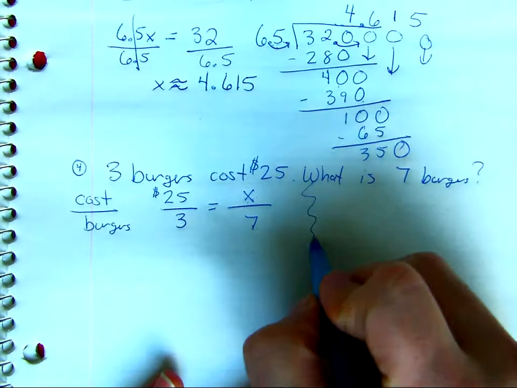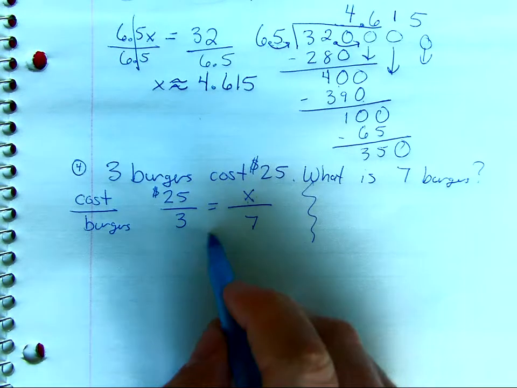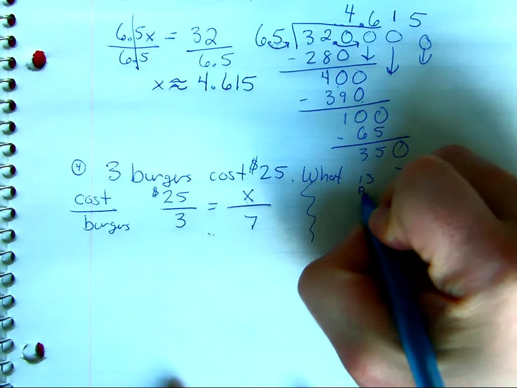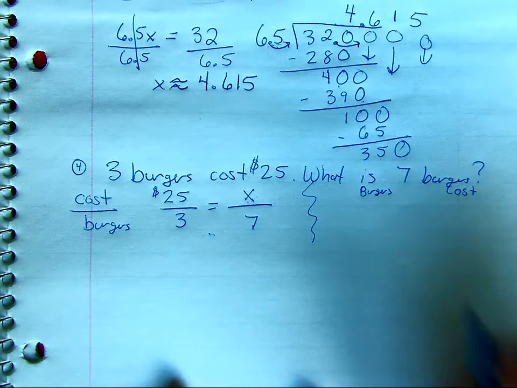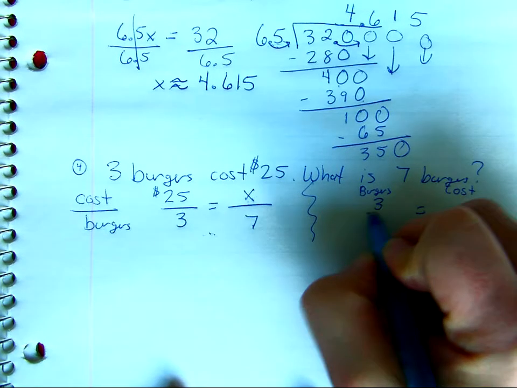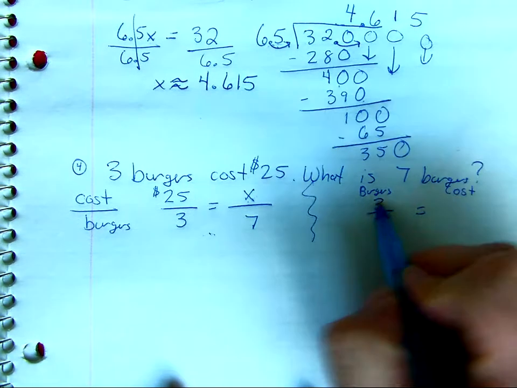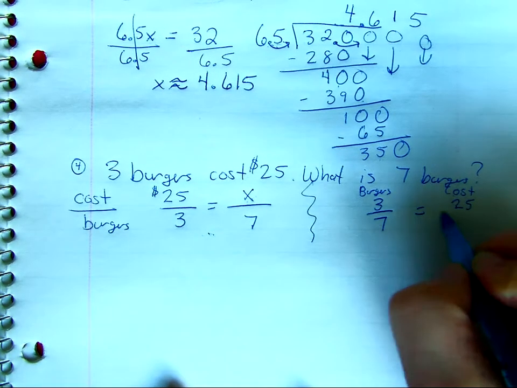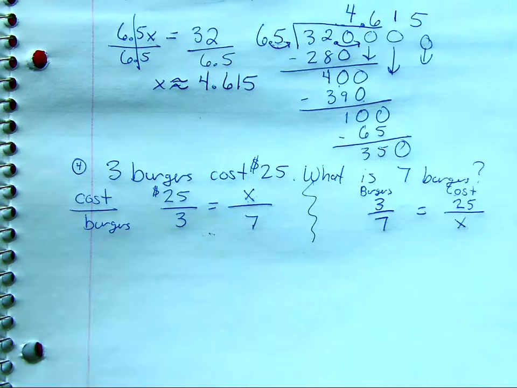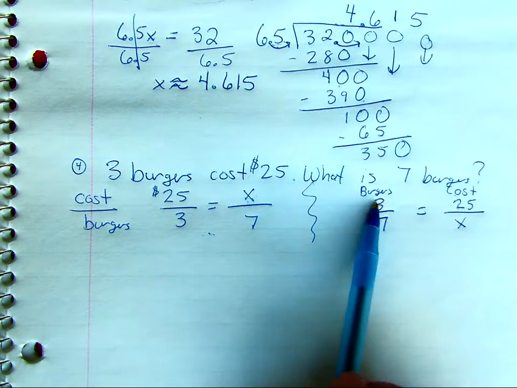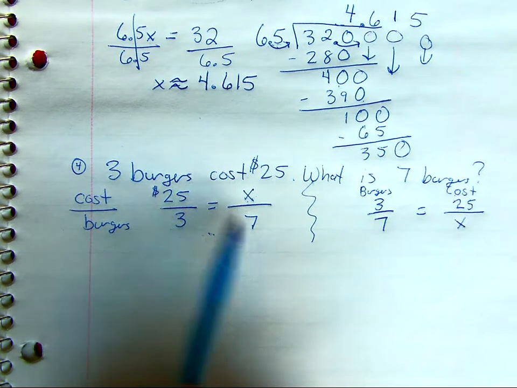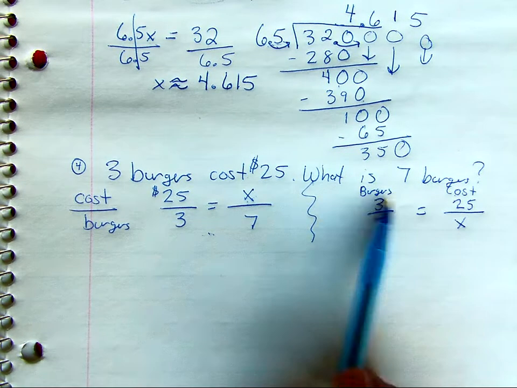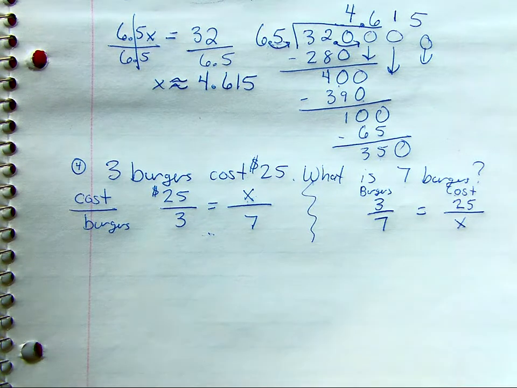One other way that would work, I personally like this one, but you could also set it up with burgers on one side of the proportion and the cost on the other. So I could say, okay, 3 burgers to 7 burgers. Well, 3 burgers cost me $25, so 7 burgers cost an unknown amount. It ultimately is the same thing. You'd see I'd multiply 3 times x, and 7 times 25. I kind of like this way better, but they both would work. You just have to make sure you are organizing your information, and we'll look at more, okay?